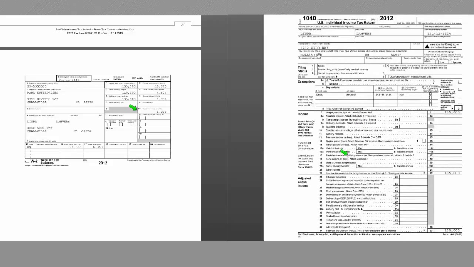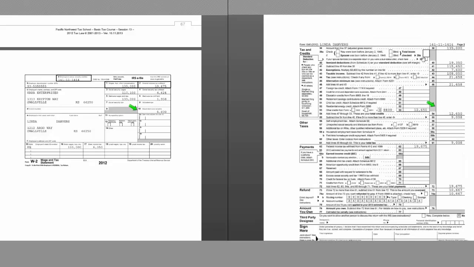So again, here is Linda's tax return. We're showing that she is head of household. She's got a single dependent. Her wage income for the year is $135,000. On to page 2, we show itemized deductions of $19,350. We're showing that she is claiming an adoption credit in the amount of $12,650.